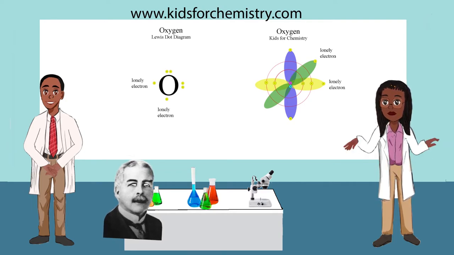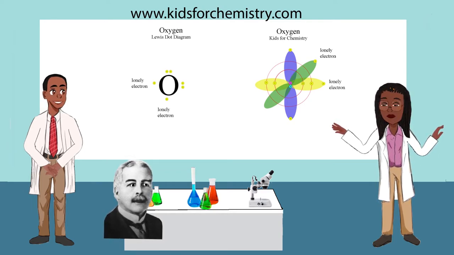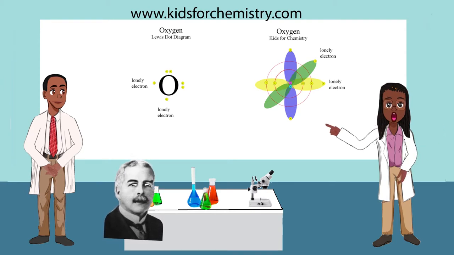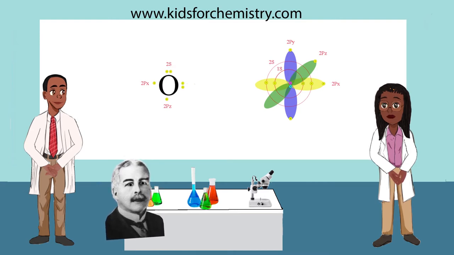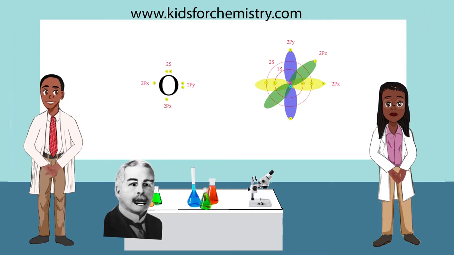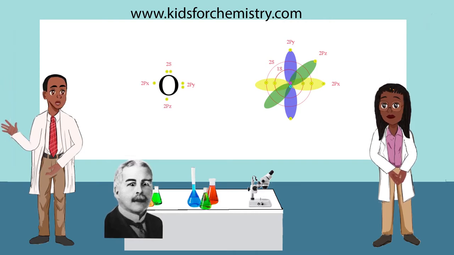But Gilbert, there is so much information that is missing. You can't see that one of the pair of electrons is from an s orbital, and you can't see that the other pair of electrons is a p orbital, and you can't see that the lonely electrons are in p orbitals also. Well, you can't see everything. With the Kids for Chemistry diagrams, you can see everything.